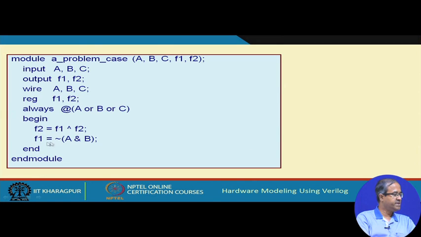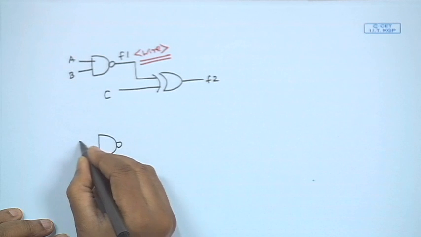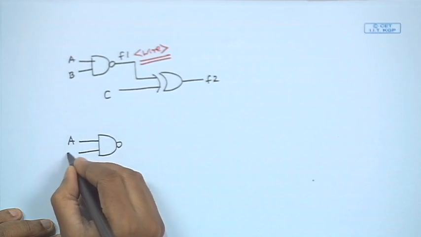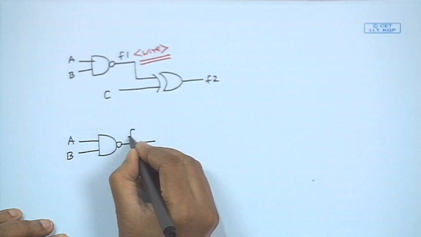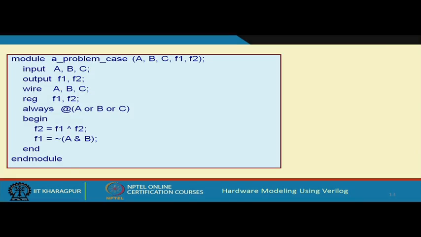Let us take another example where we have changed this a little bit: F2 equal to F1 XOR F2 and this. So, what does this say? Similar declaration, but F1 is fine, for F1 there is no problem, F1 equal to NAND of A B. So, let us also show what is happening. We have A B, this is F1, but for the other one I am writing F2 equal to F1 XOR F2. So, what does this mean?